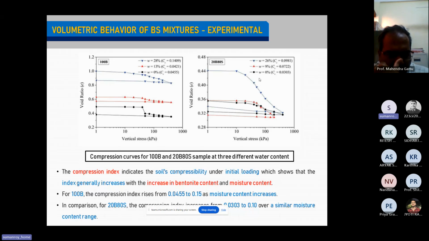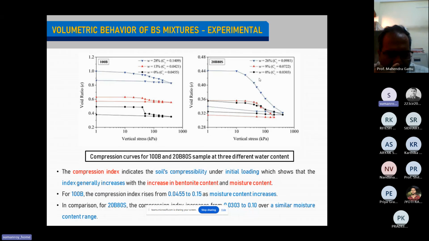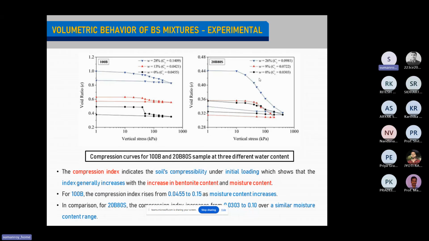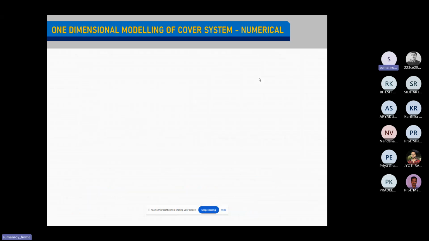Now that also is not advisable, because if there is no confinement and there is a high deformation under any stress, then the MSW may settle more, which is also not advisable in certain cases. So in this case also, looking at the volumetric behavior, it is 20 bentonite 80 sand that is more suitable.